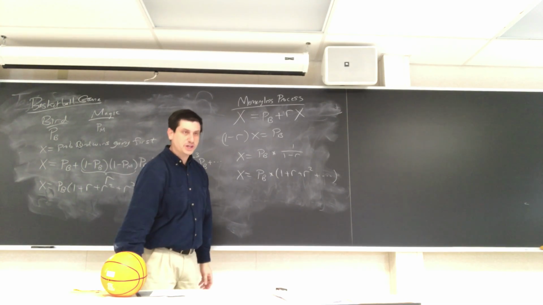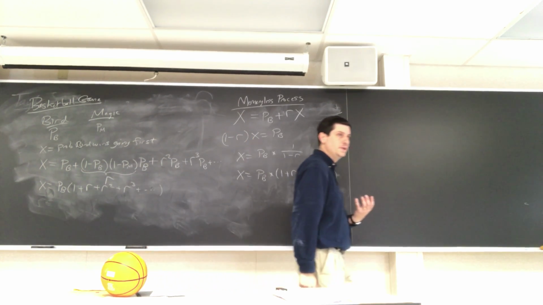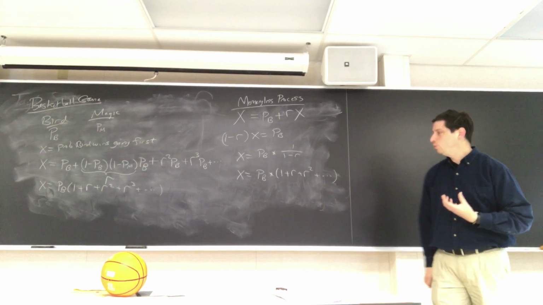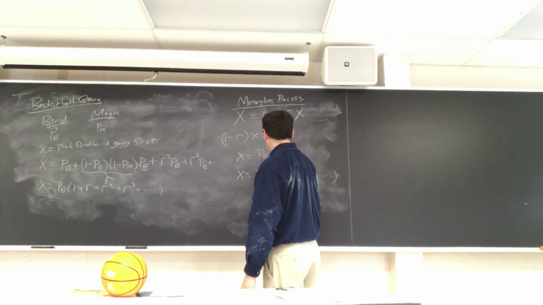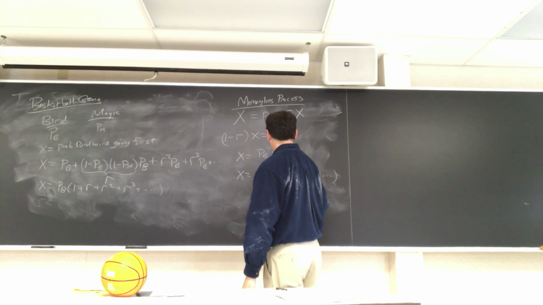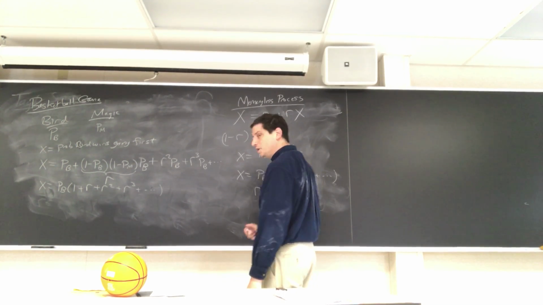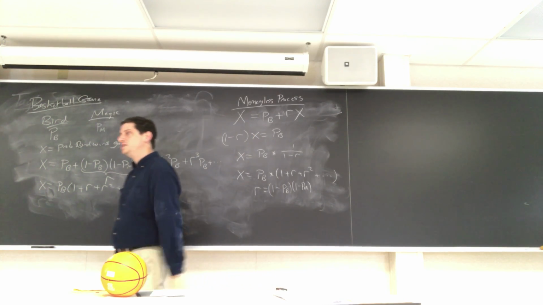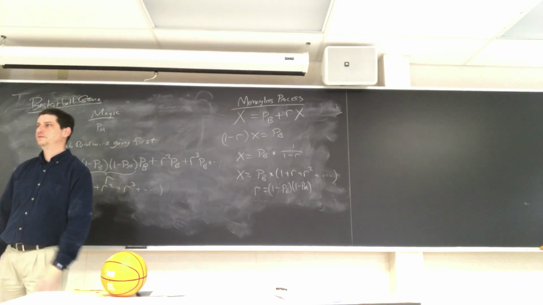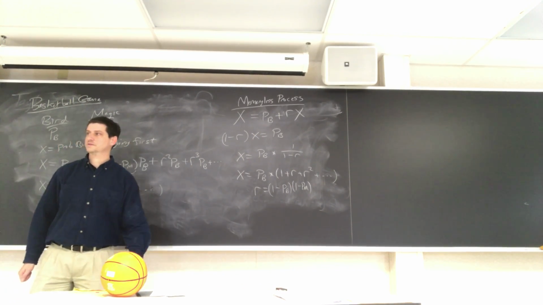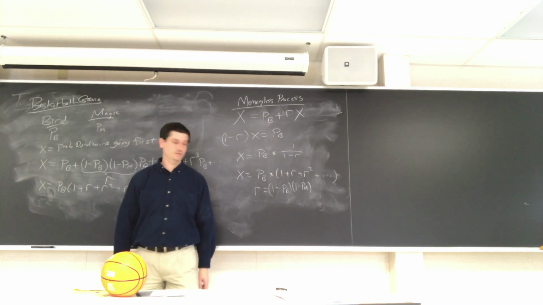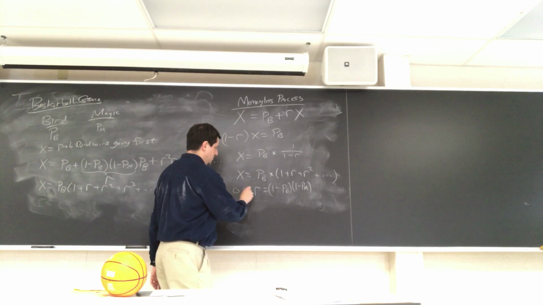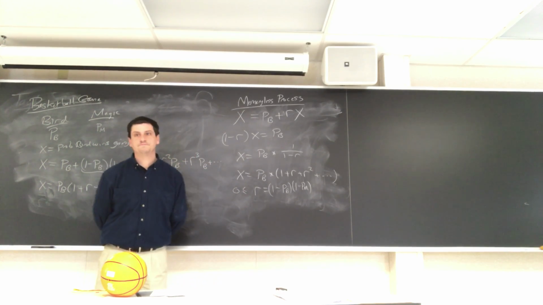Now, it's always good to check and see, is the answer reasonable? And for what values does it work? So remember, R is 1 minus PB times 1 minus PM. What are the possible values of R? What's the smallest R could be? What's the largest R could be? So how small could R be? 0. So how would R be 0?